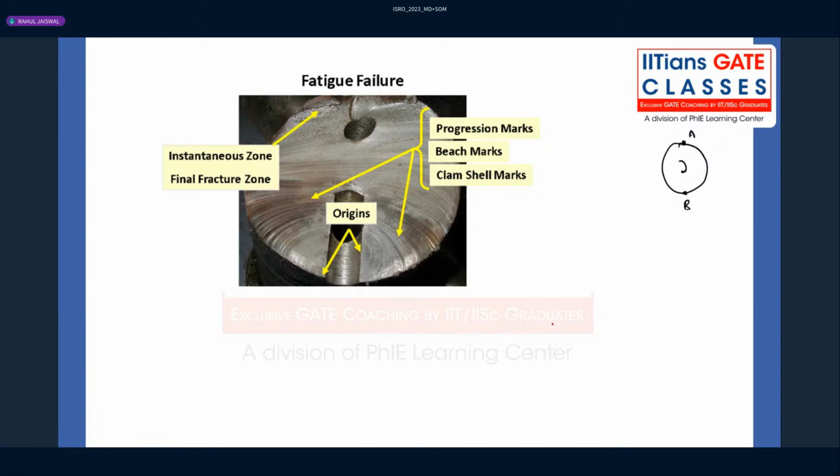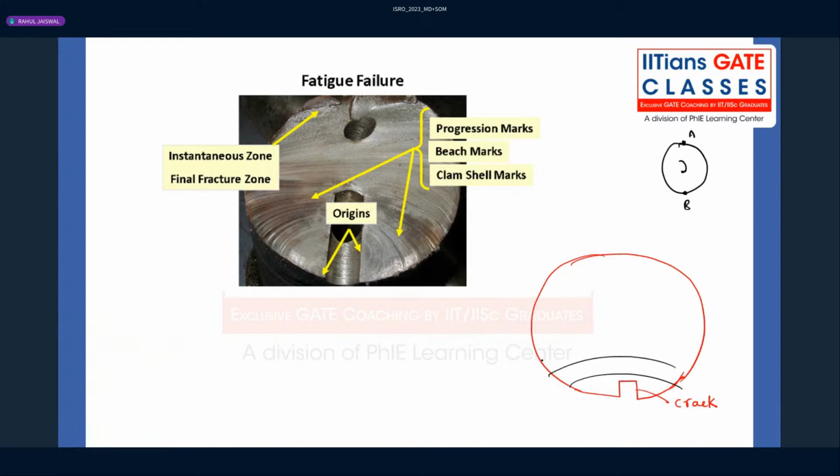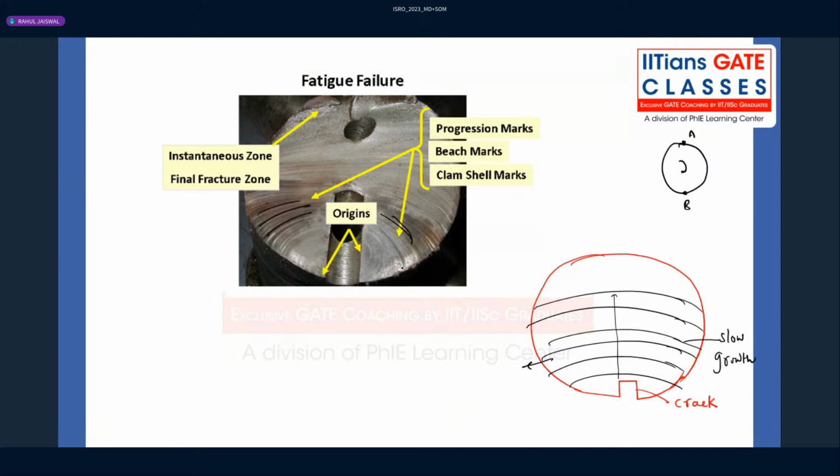Whenever any crack is there, I'm just drawing the diagram here. This is the crack. After the crack, the propagation of failure will be like this, with failure lines. Away from the crack, up to a certain distance, the markings which I have shown you are of slow growth. They are the smooth region. You can see these are the smooth region lines. There is no rough kind of thing.